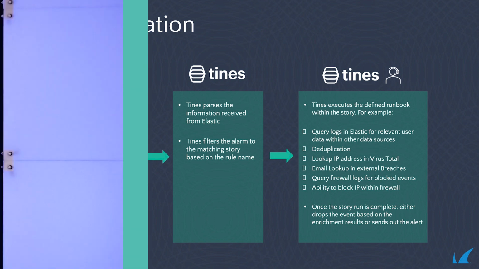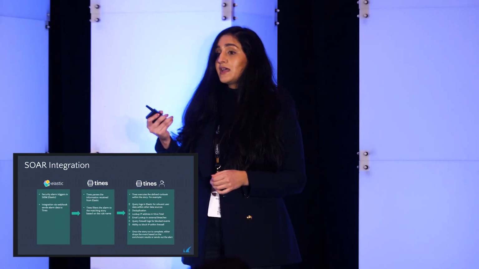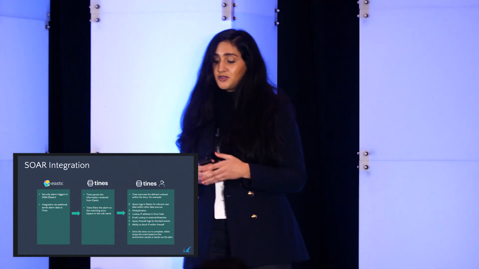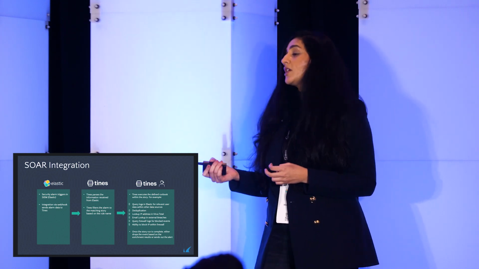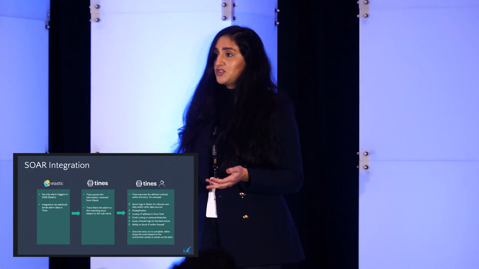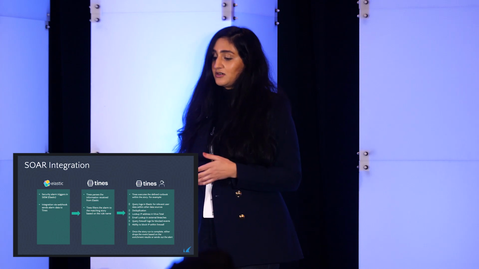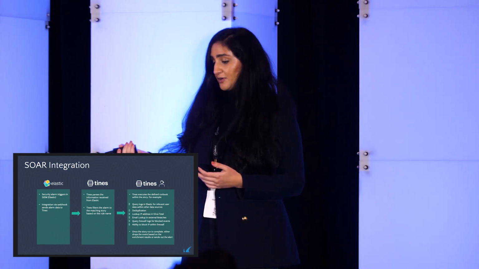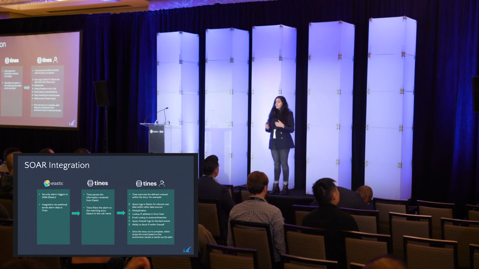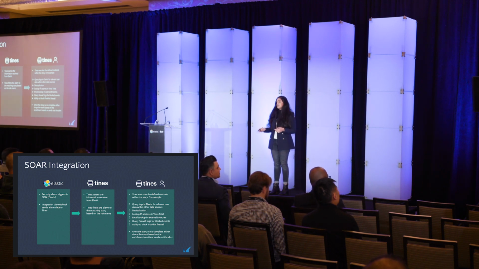We also have API integration with VirusTotal, so it'll give me a confidence level on an IP address or a hash value or a domain name. We also do email lookup on external breaches. So for example, say there's an alarm that my username or my email is associated with, it'll tell me if my username has been involved in any external breaches, such as the Microsoft breach or the recent Facebook breach. We also have the capability to query firewall logs on that customer's data source. So say they're sending us either SonicWall logs or FortiGate logs, we're able to see if that traffic's been denied or blocked. And then most importantly, the ability to block an IP address within the firewall. If we deem it highly malicious, we'll go ahead and block that.